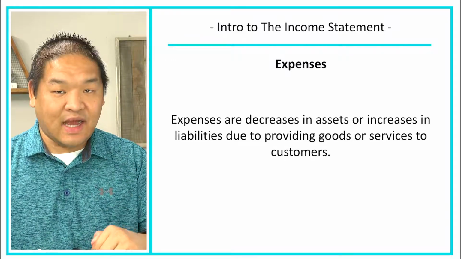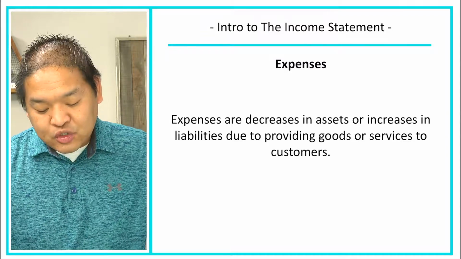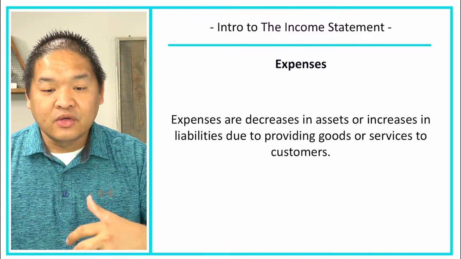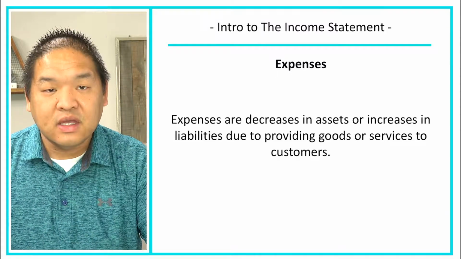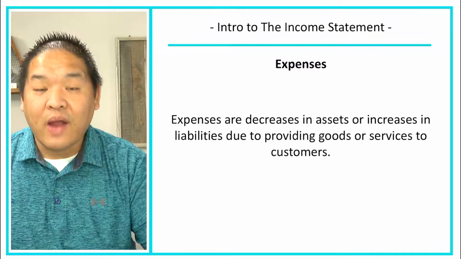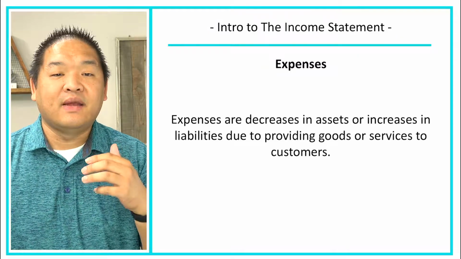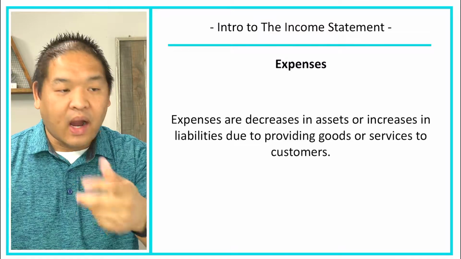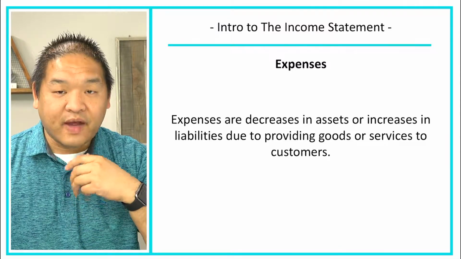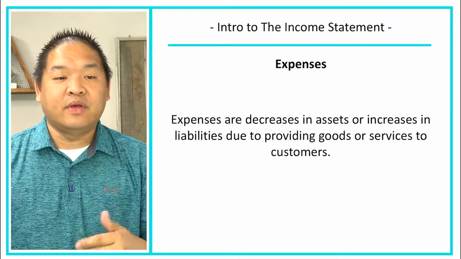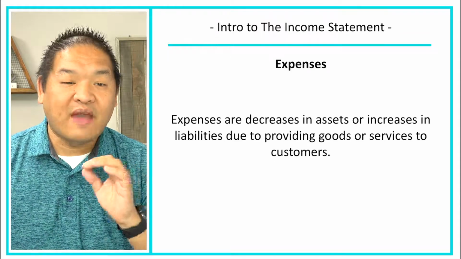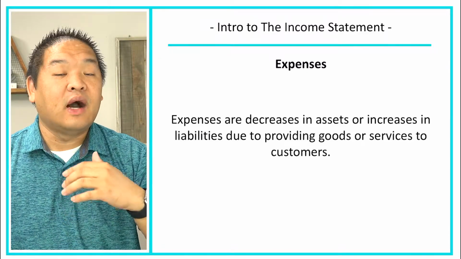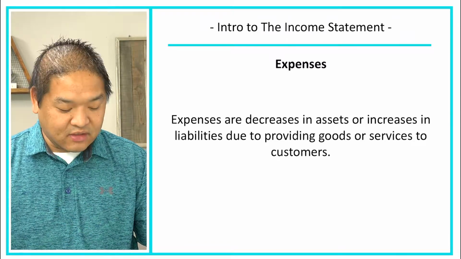Expenses, what are those? Expenses are decreases in assets or increases in liabilities due to providing goods or services to the customer. It's kind of the same definitions as before. Expenses are those things that we spend in order to generate the revenues a company has. So decreases in assets. If we're paying cash, that's a decrease in asset. And why are we paying cash? We're paying cash because we're providing a good or service to the customer. Increases in liabilities. Maybe we're incurring the expense, but we haven't paid for it. So we are seeing an increase in the liabilities because we have incurred that expense, but we haven't necessarily paid for it.